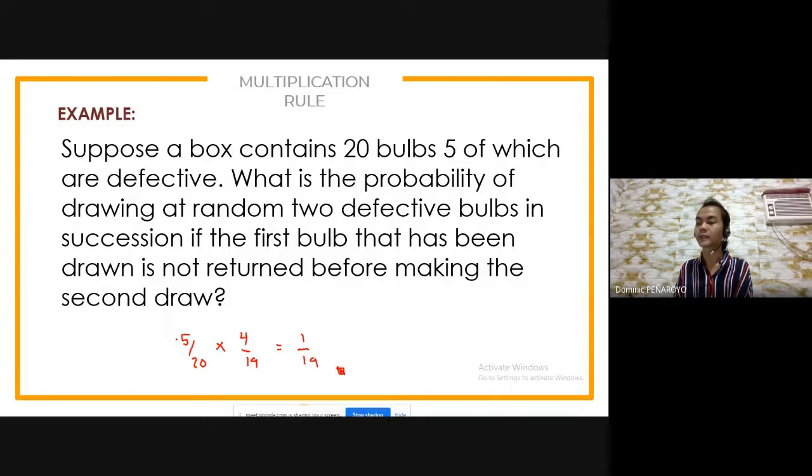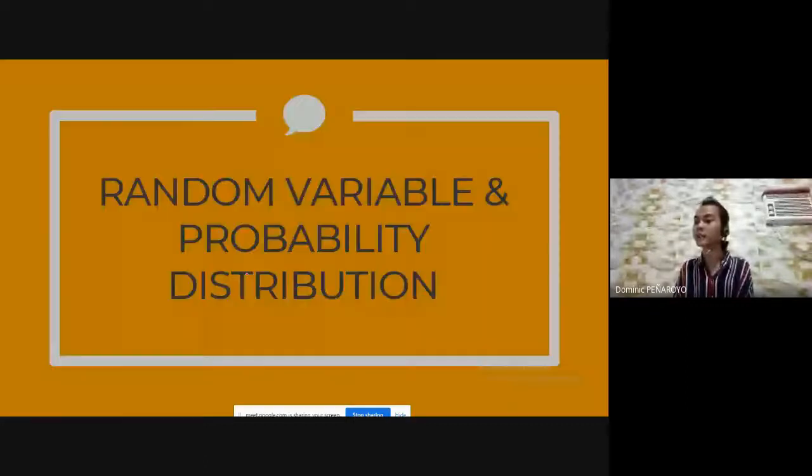Okay, so basically, the answer for this given example.